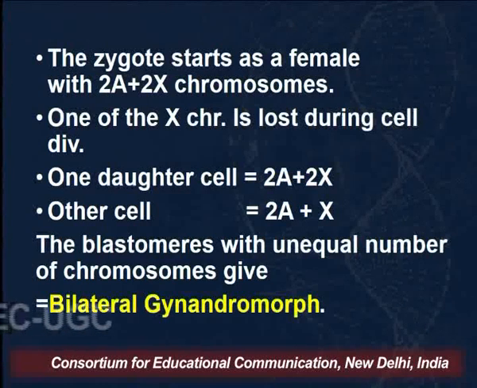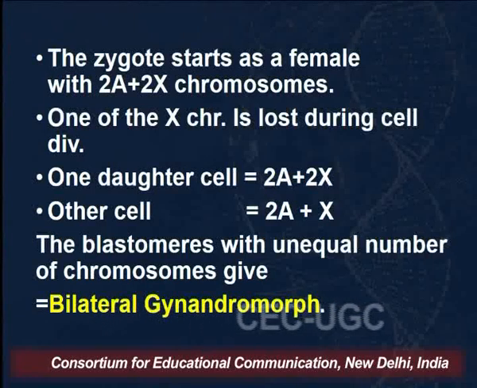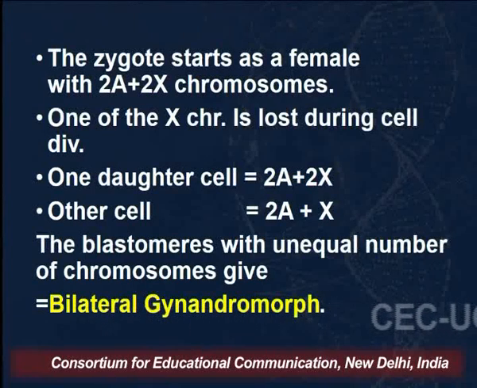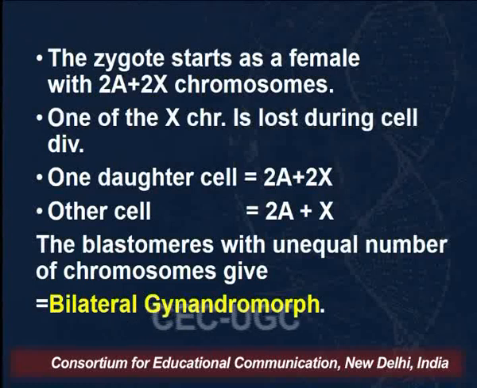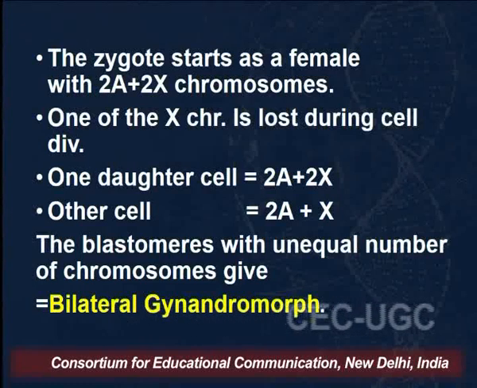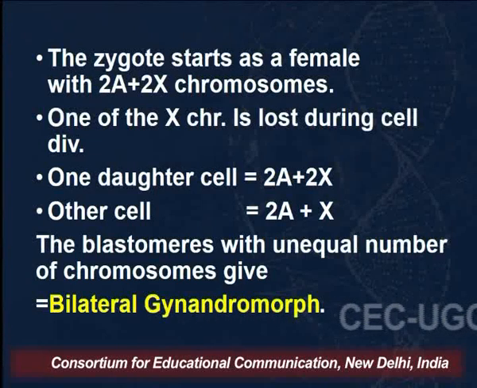When the zygote starts as a female, it has a normal 2A plus 2X. Something goes wrong. One of the X chromosomes is lost during cell division. So if it is lost, then one daughter cell would have 2A plus 2X. The other one would be deficient by 1, and it will give rise to 2A plus X, that means 1 less. And the blastomeres with an unequal number of chromosomes will give a bilateral gynandromorph.